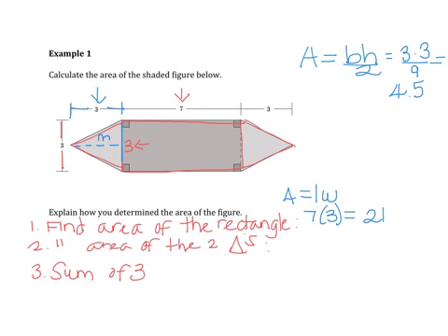I want to double that in order to represent the area of both triangles, being that they have the same dimensions. So that's equal to 9. And then we're going to sum these two values together and get the total area to be 30. And it's 30 square units, whatever the units may be.